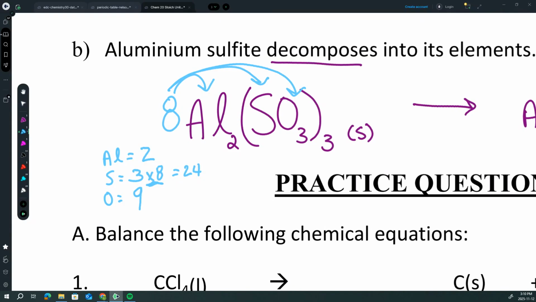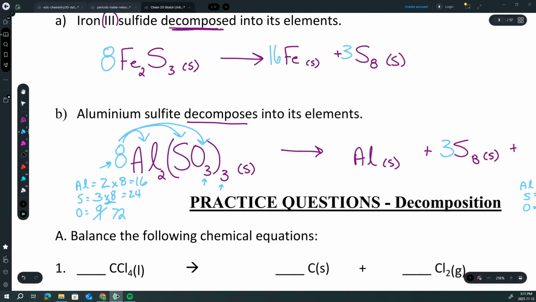So now we've got to retally what we have of each element. Sulfur is already done. For aluminum, we would have 8 times 2, 16. And oxygen's a little bit complicated here, but if I go 3 times 3 times 8, that is going to be 72. So I'm just going to cross that out, 72. Now we have our updated tally on the reactant side. I'm going to get rid of these arrows just to clean it up a bit.